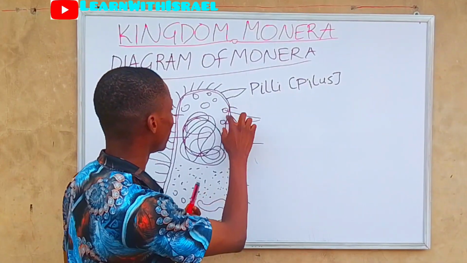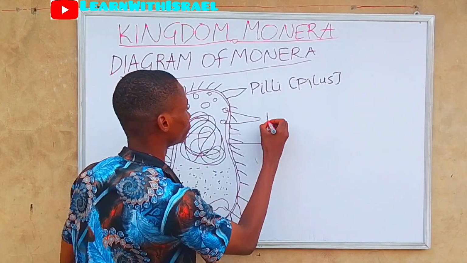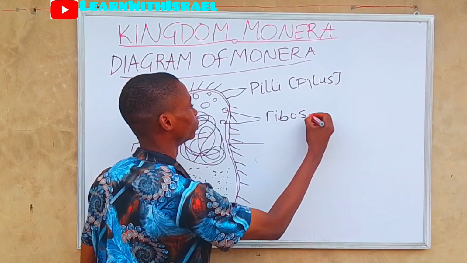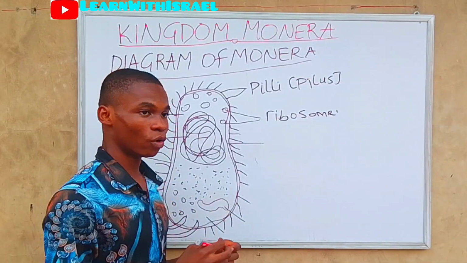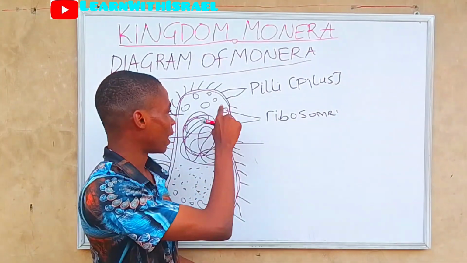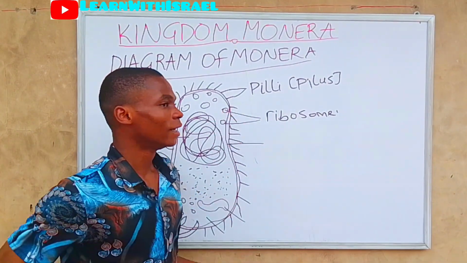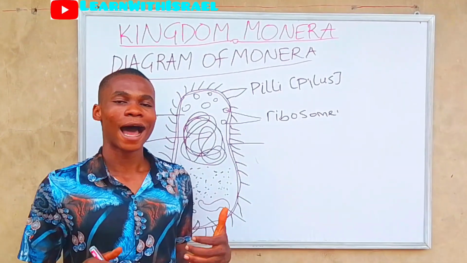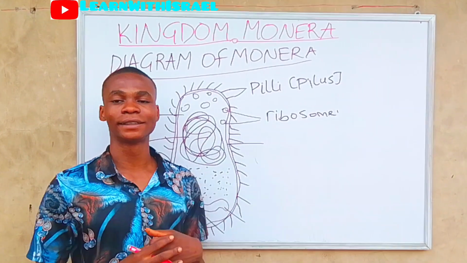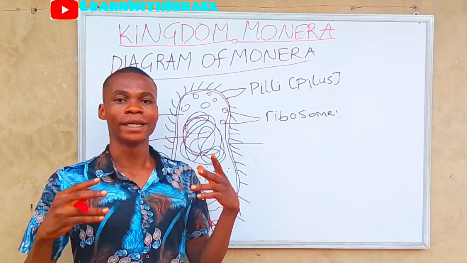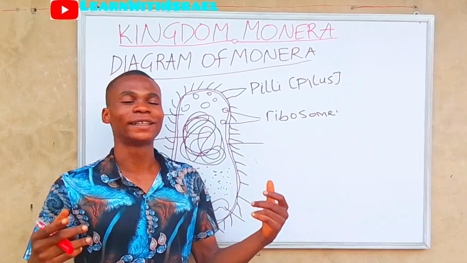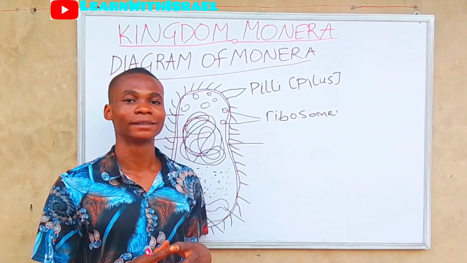So the next one here is the ribosome. So what's ribosome? You can see it here. This is the ribosome. The ribosome functions as the site for protein synthesis. So we can say ribosome is the site where proteins are being synthesized.